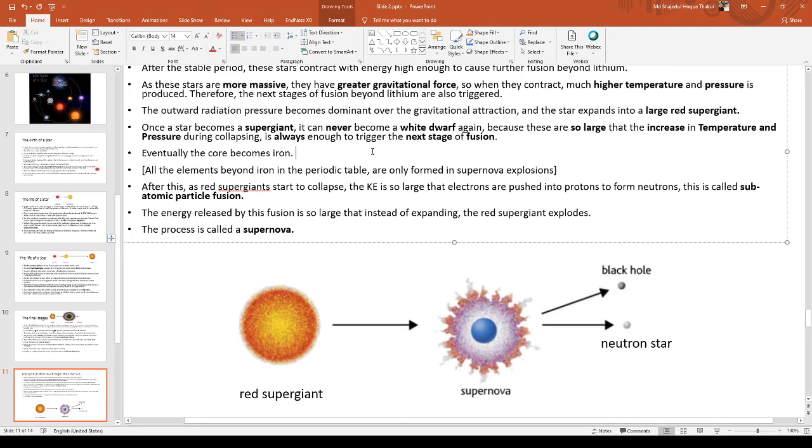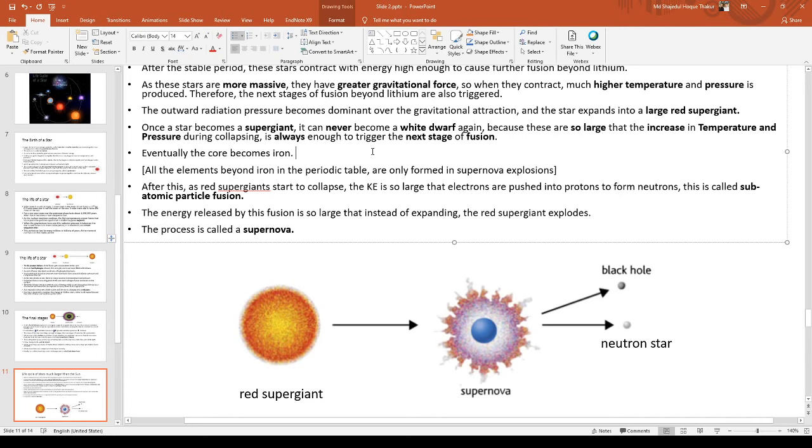Any question so far up to iron? Any question? No, not iron fusion. I'll get there. Not yet. Any question up to iron?